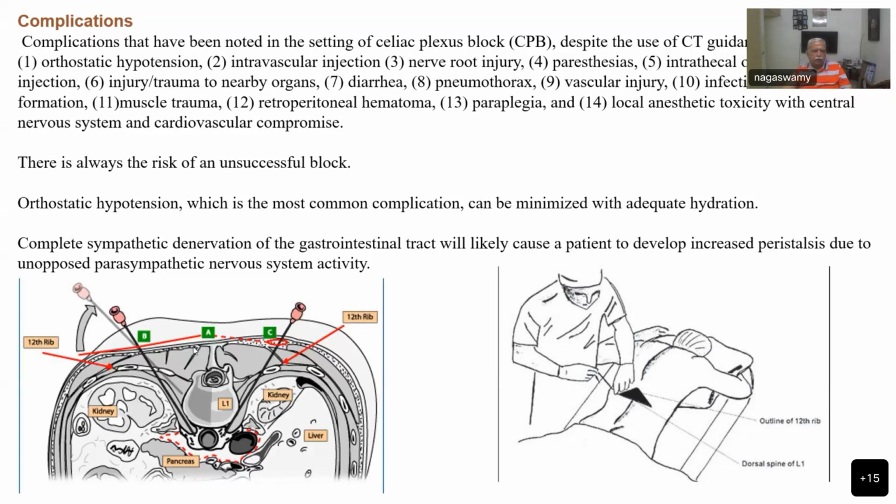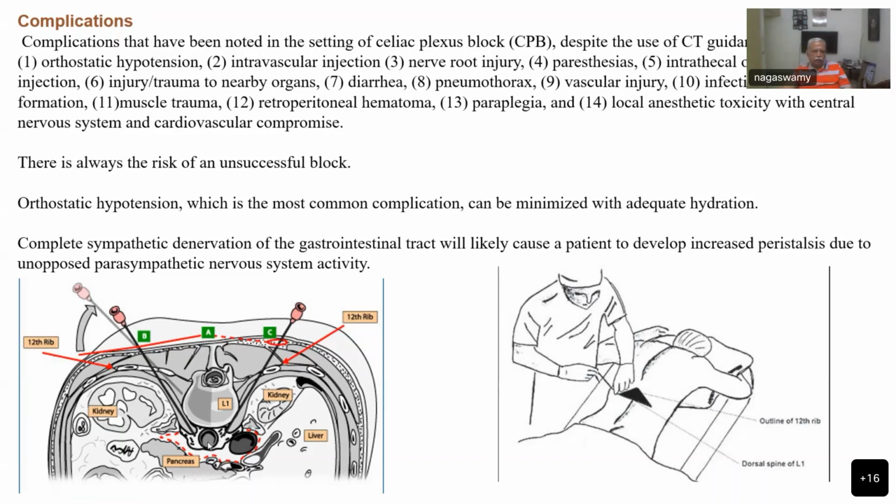So we go 6 to 8 centimeters lateral from the midline, and then angulate the needle at a 45-degree angle. This will be vertical 90 degrees, and this is 180, so in between it will be something like a 45-degree angle. You first go and hit the bone here, so the needle hits the body of the L1 vertebra. Then you pull it out and redirect it in front of the vertebra.